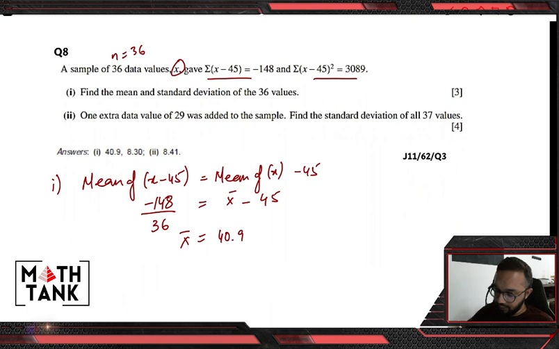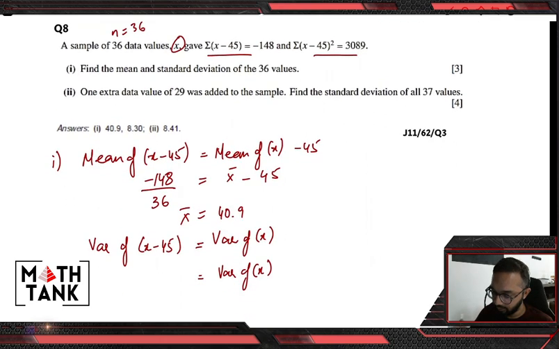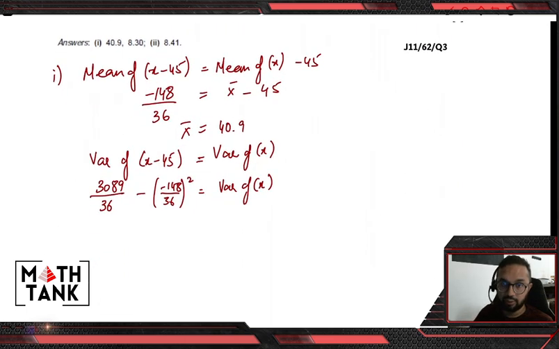Then for the standard deviation, again, I'm going to say that the variance of x minus 45 is the same as the variance of x. And there's an adjustment there. So that's what I'm trying to find, the variance of x. So I'm going to let that remain as it is. On the other side, I'm going to use the variance formula and calculate the numbers. 3089 divided by 36 minus 148 over 36 squared. So I'm going to calculate the variance of the adjusted values and say that it's going to be equal to the variance of the original values.